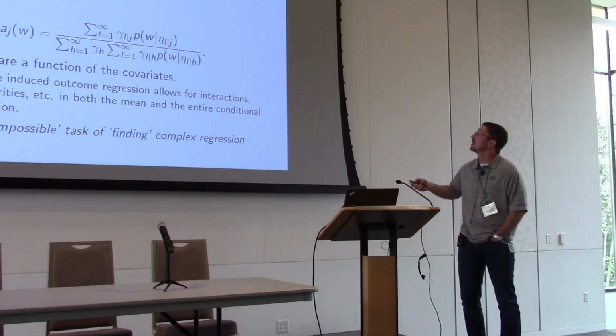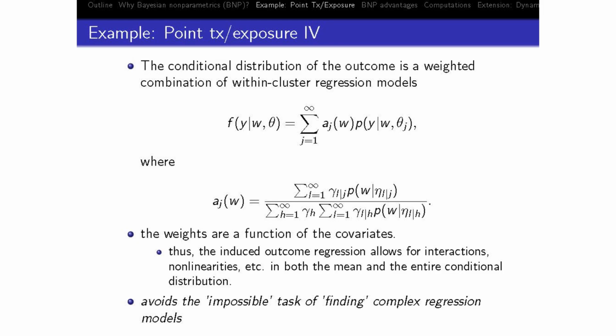What this specification does is give you extremely flexible outcome regressions without doing any work of trying to find a good outcome regression. So here's the form of the outcome regression. This could just be a linear regression model. There are weights here, and these weights depend on the confounders and the treatment. So you end up with a very complex joint distribution that allows for interactions and nonlinearities in the mean and the entire conditional distribution. And to get this, if you look at the joint distribution of Y and W over the marginal on W, you get this form.